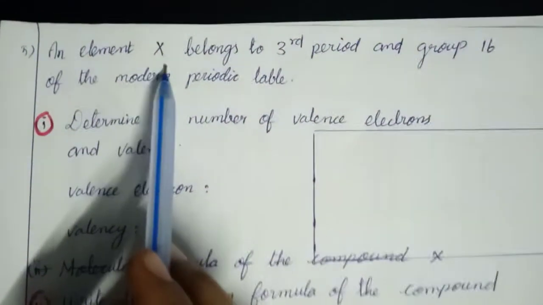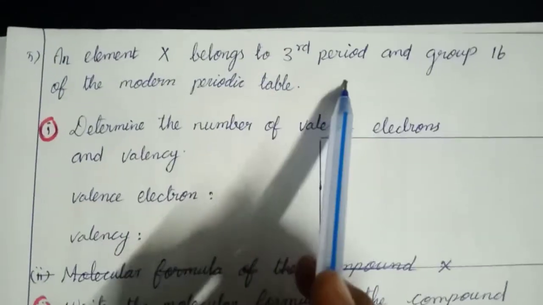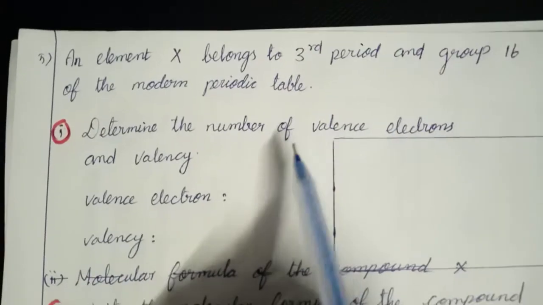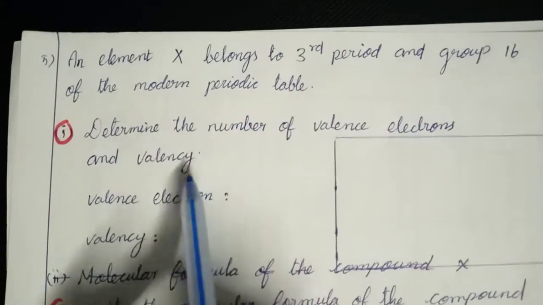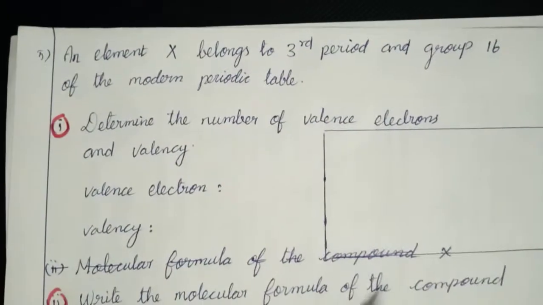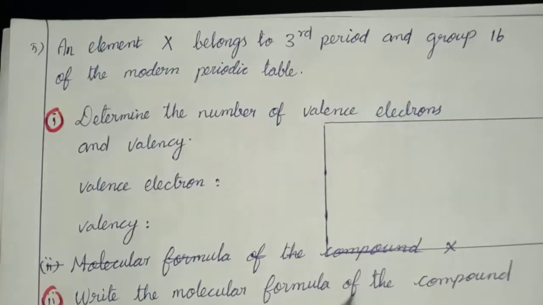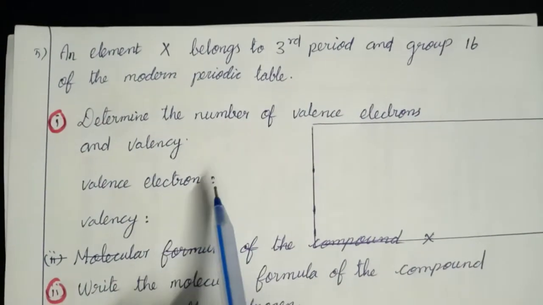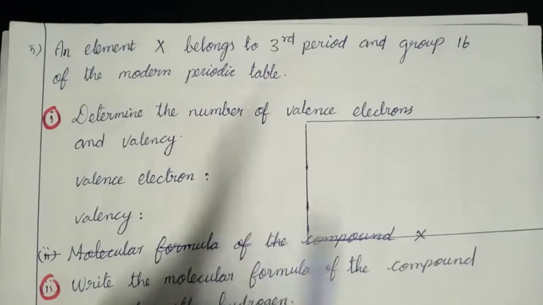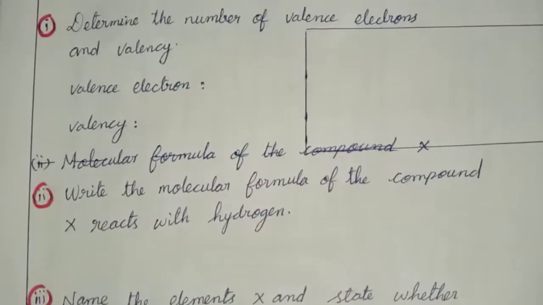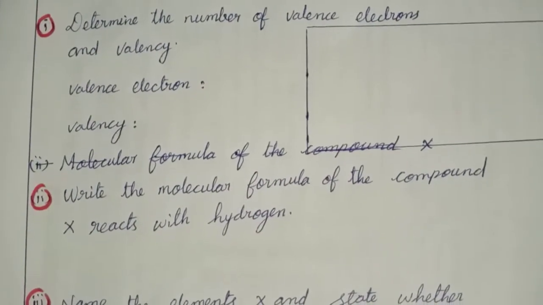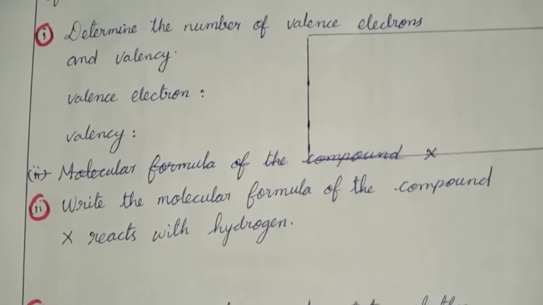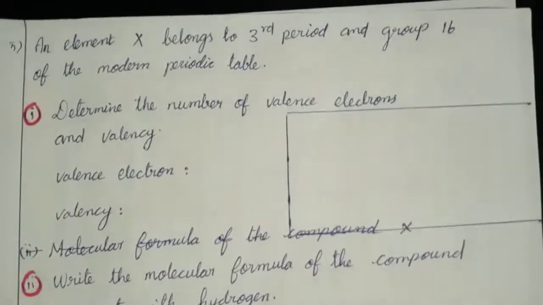An element X belongs to third period and group 16 of the modern periodic table. This is the statement, and what are the questions asked? Determine the number of valence electrons and its valency. And write the molecular formula of the compound when X reacts with hydrogen.